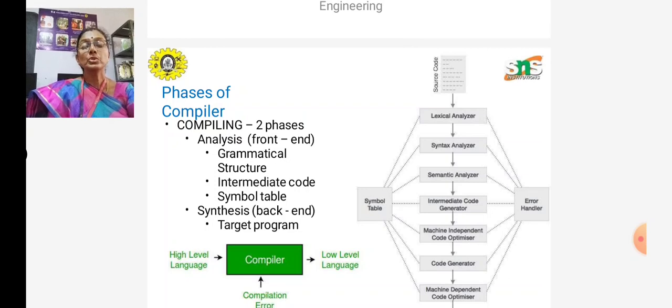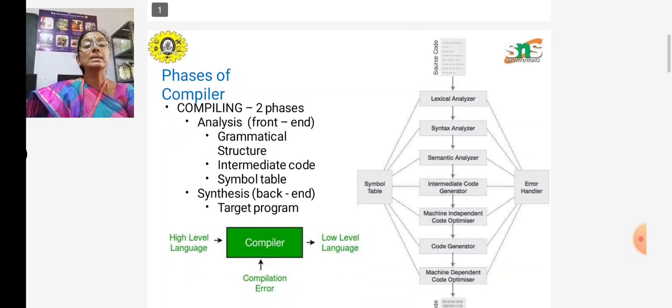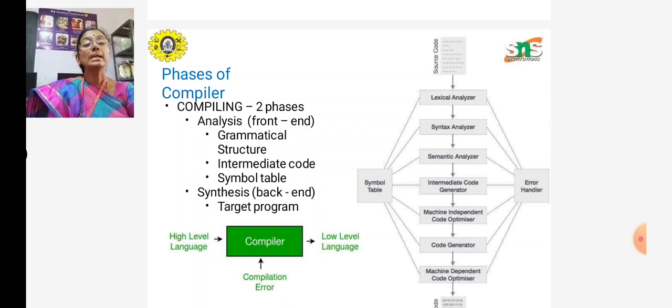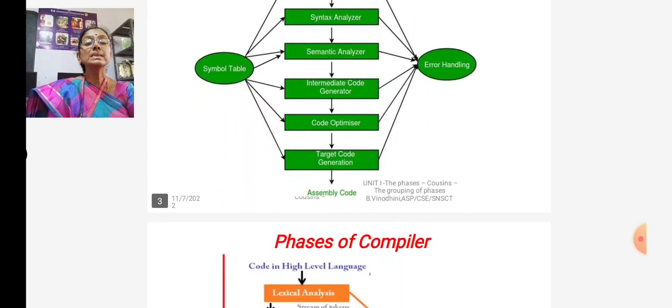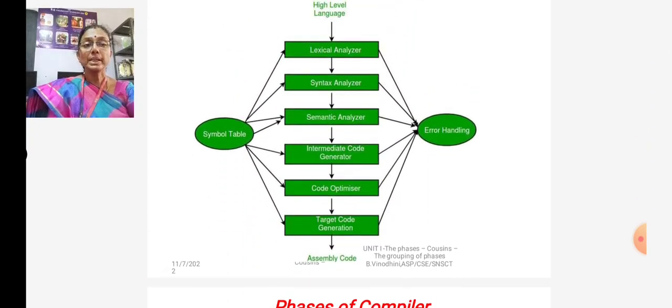For the compilation, we have six phases in the compiler. The six phases are lexical analysis, syntax analysis, semantic analysis, intermediate code generation, code optimization, and code generation. Each of the six phases has a specific input and output. The lexical analyzer gets the pre-processed high-level language as input and produces tokens as output. Next, the syntax analyzer gets tokens as input and produces a syntax tree as output.